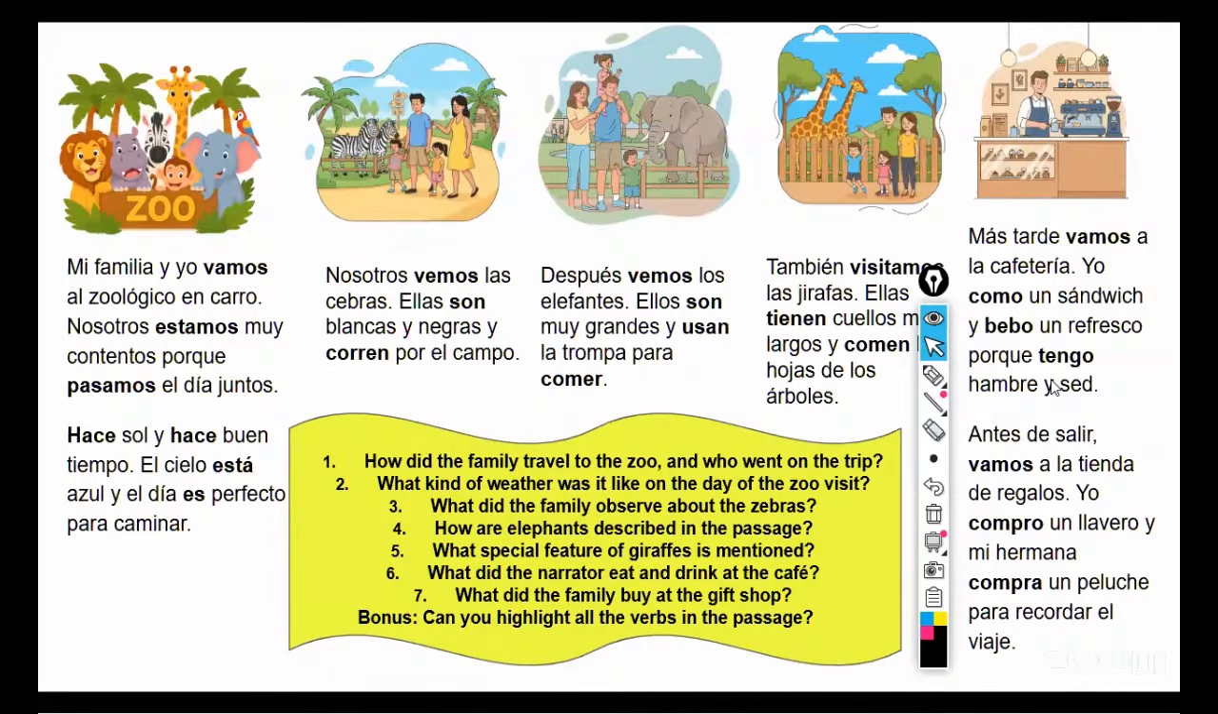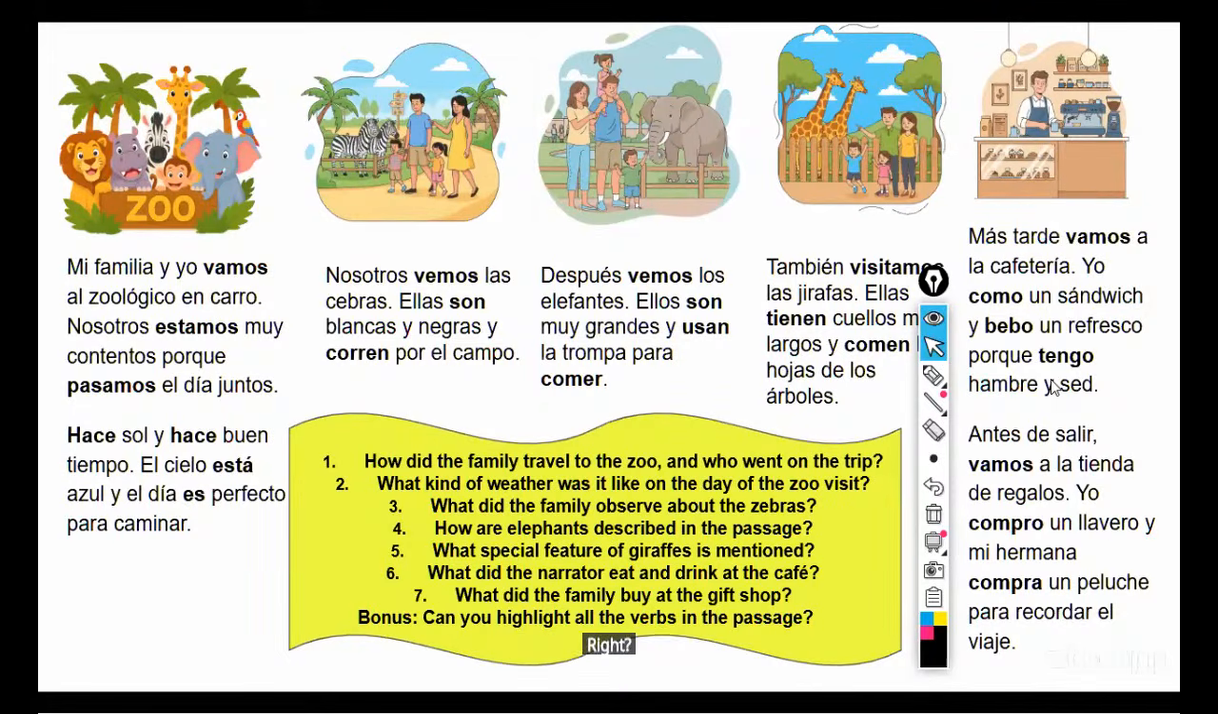So let's look. Antes de salir, vamos a la tienda de regalos. So what is tienda de regalos? I bet you know tienda, and I bet you know regalo. Tienda is a shop, a regalo is a gift you get at Christmas time. So, the gift shop, the shop of gifts, right?